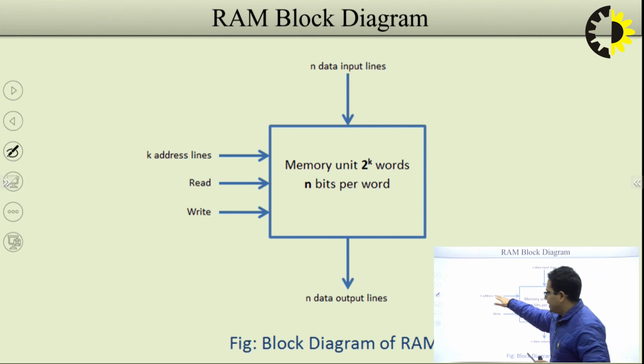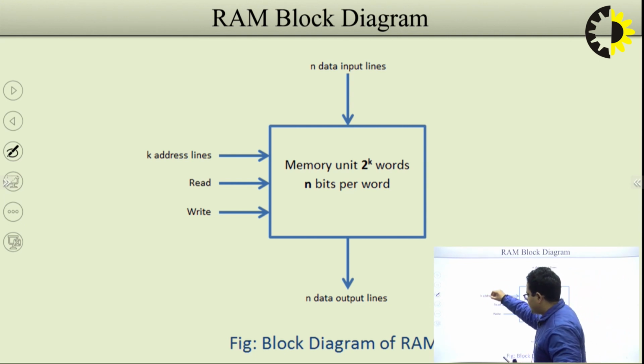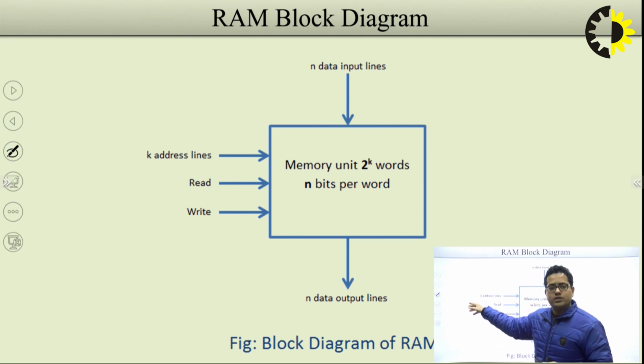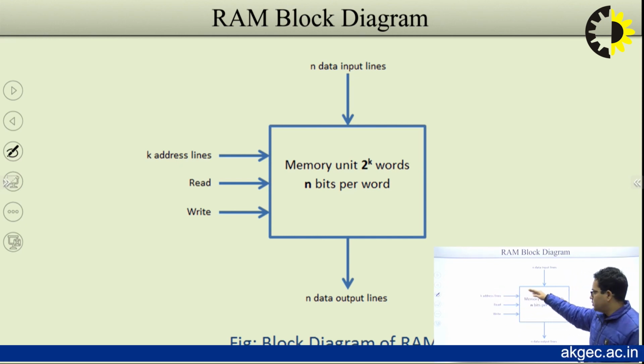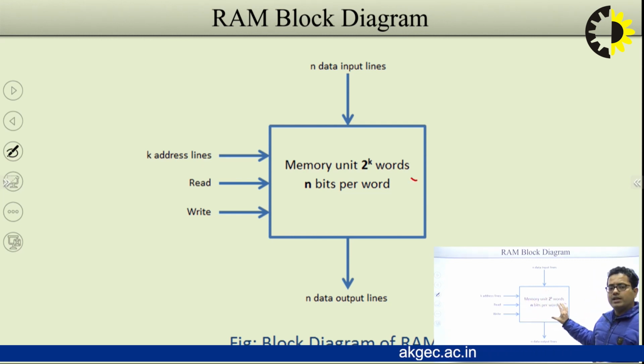We have K address lines. With the help of these K address lines, if I write something on the address line in the form of a series of zeros and ones, that particular series of zeros and ones is going to locate that particular location. Now after that, whatever information is stored inside that location will be transferred with the help of this data line.